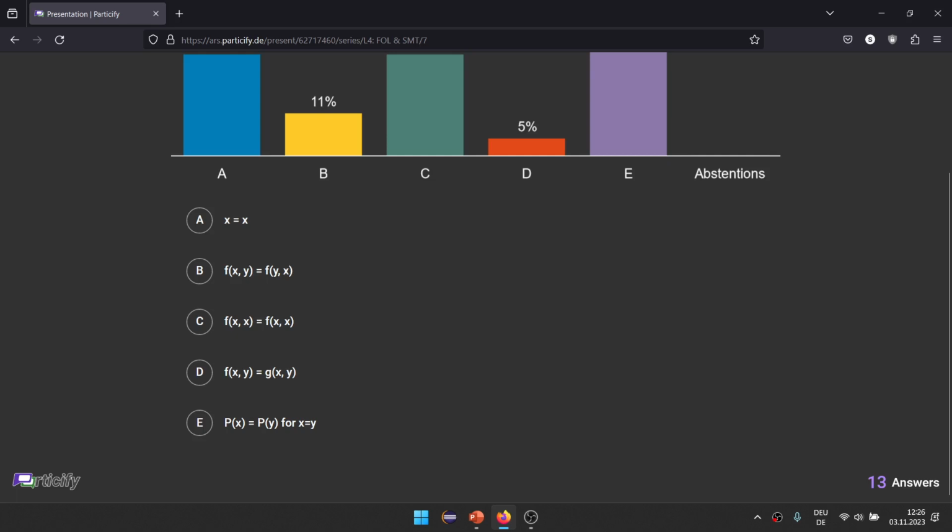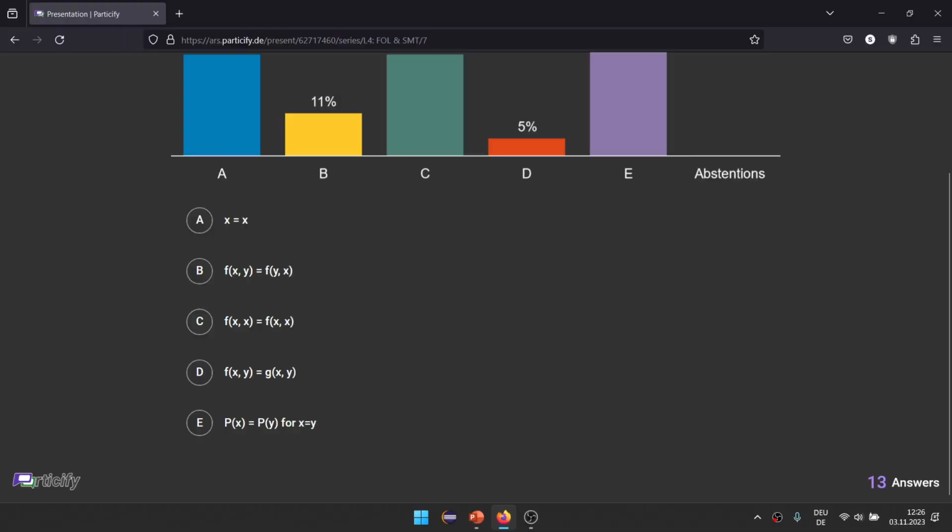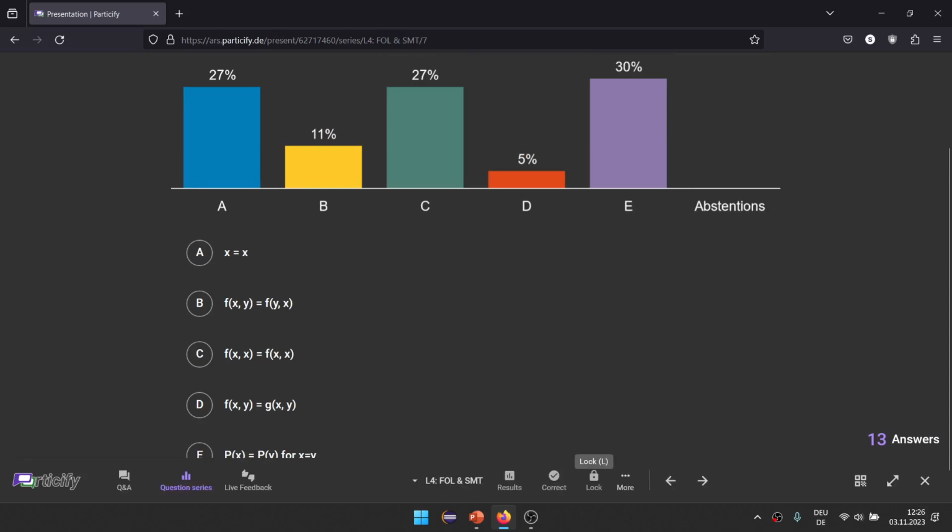Okay, then these ones here, that a predicate of x equals the predicate of y for x equals y. That's basically the equivalence relation here, or equivalence axiom here. Yeah, because we have this x equals y, and then they are equivalent. Okay, good.